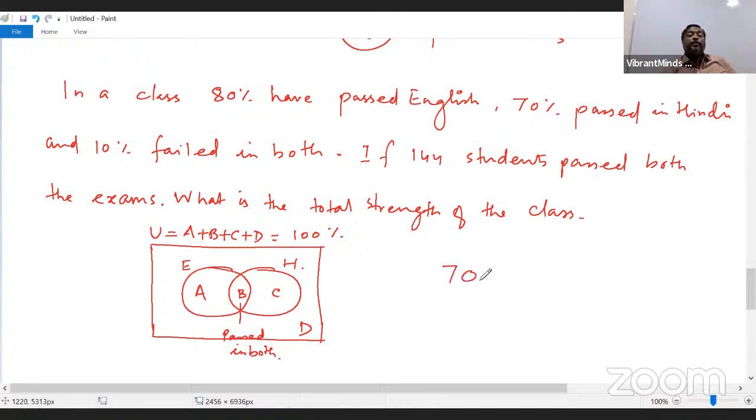70% passed in Hindi, 80% passed in English, and 10% failed in both. That means it is what? 160%. Isn't it? So it is 160%.